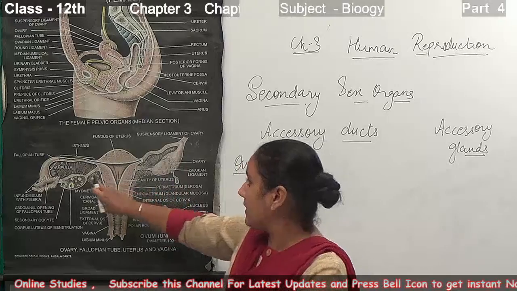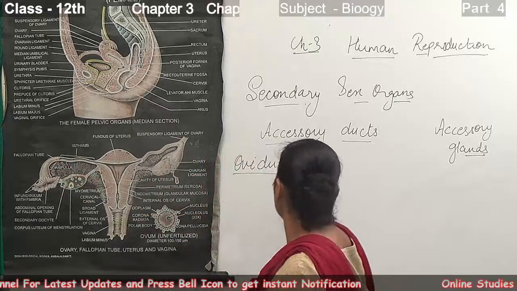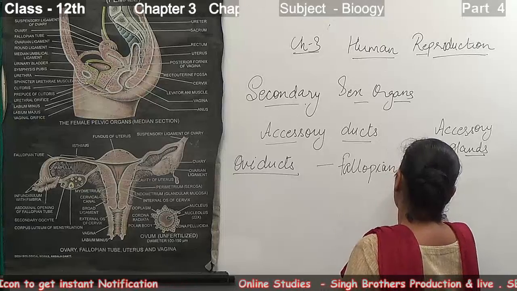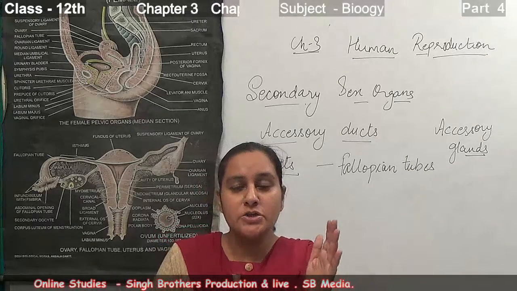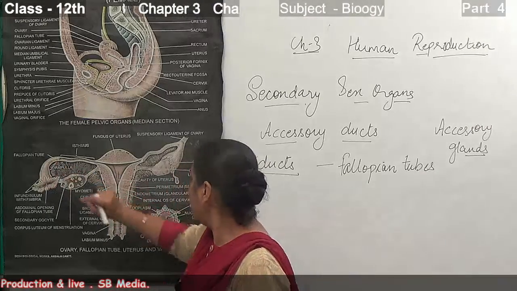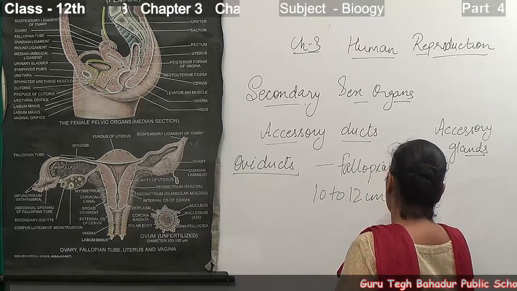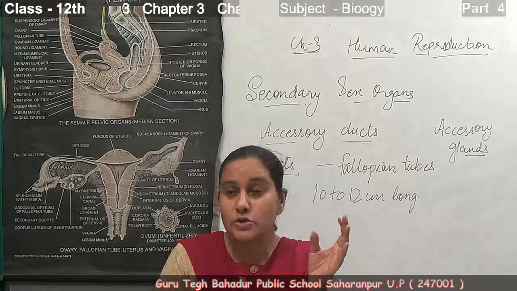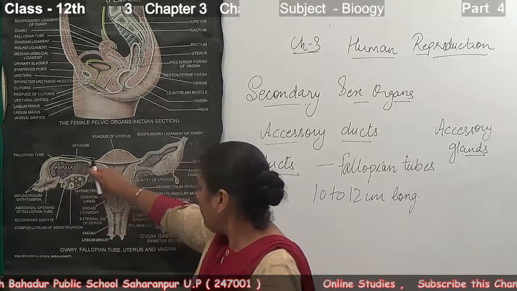Have a look at the diagram. These are the fallopian tubes, which are also known as the oviducts. They are basically 10 to 12 centimeter long. You can see in the diagram they are long in structure, about 10 to 12 centimeter long. Then they extend from the ovary to the uterus. They start from the ovary and move to the uterus.